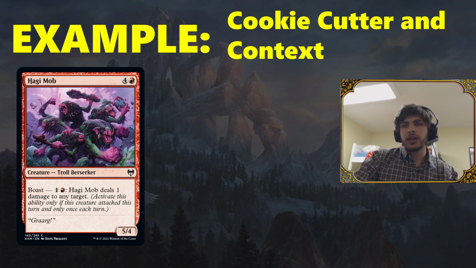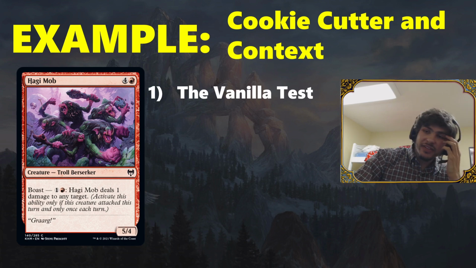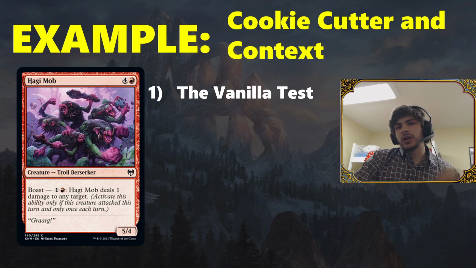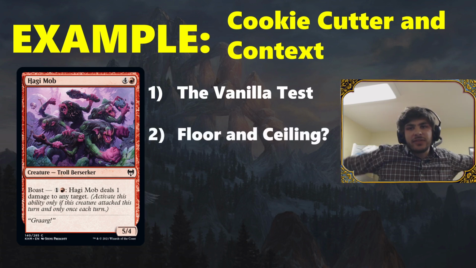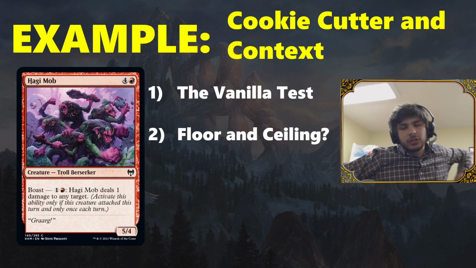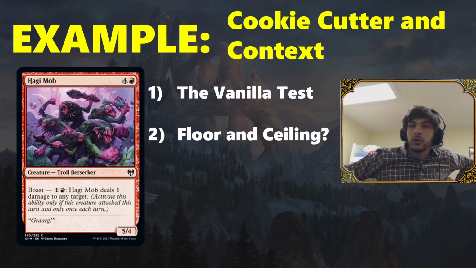So looking at some cookie cutter ways of evaluating it, the vanilla test. A 5 mana 5/4 is reasonable. It's not terrible, it's not great, but you generally want a little bit more for your card. Next, floor and ceiling. Well, the floor is a 5 mana 5/4. That's pretty much the way it works with a lot of creatures, the floor is the creature, which is reasonable. You're not going to be disappointed playing that.